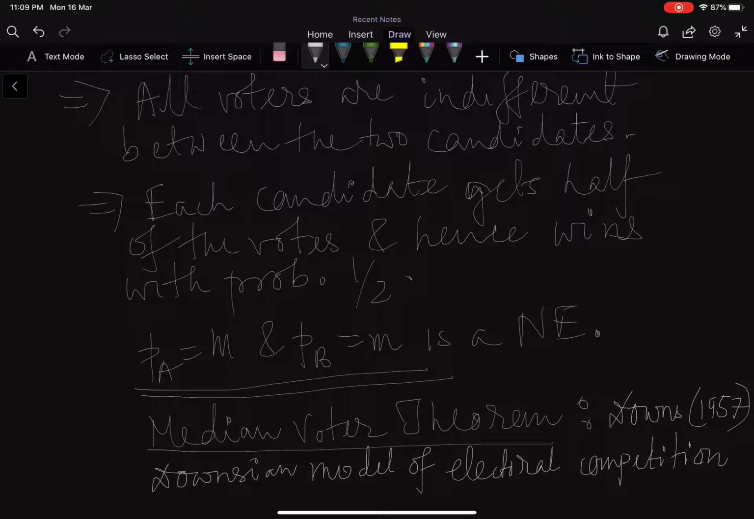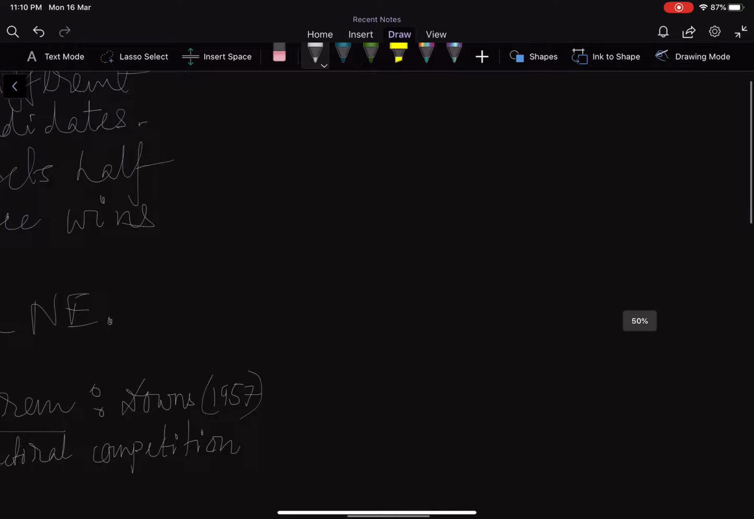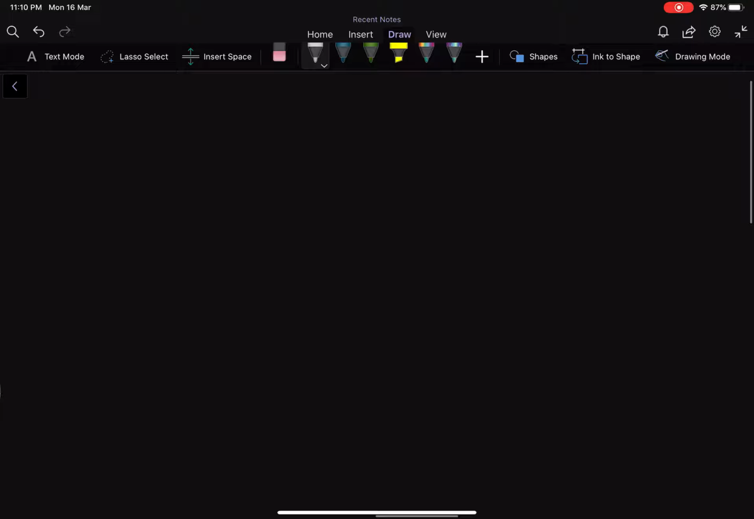Downs's idea was that electoral competition between candidates who only care about winning elections and can commit to their announced platforms will result in both candidates announcing something in the middle, the median policy. And this insight actually generalizes to other kinds of competition which are not necessarily related to elections. So let's talk about this kind of model.